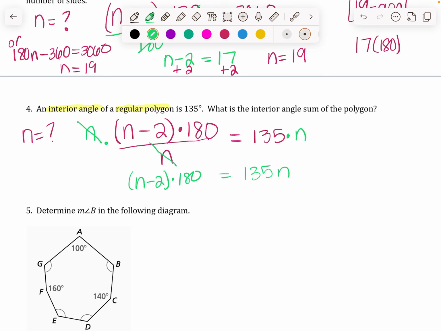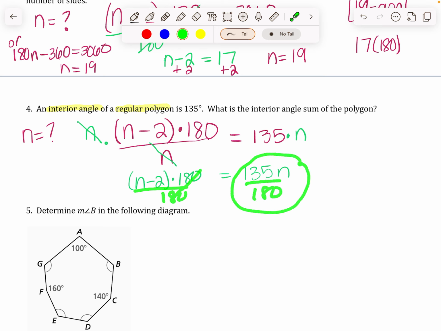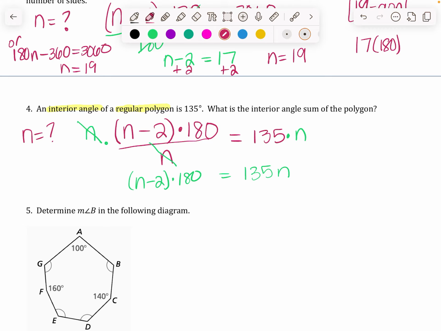Now in this one, if I was to jump to dividing by 180 again to get rid of this, I'm going to be left with a fractional n over here. So to avoid the fractional n, I am going to distribute first this time. I'm going to multiply both terms inside the parentheses by the 180. So 180 times n is 180n. 180 times negative 2 is negative 360. And then that is equal to 135n.